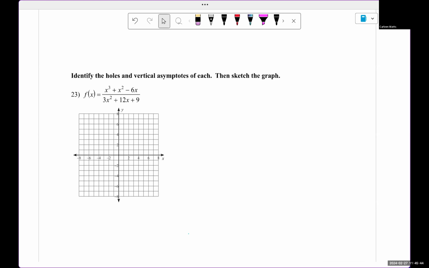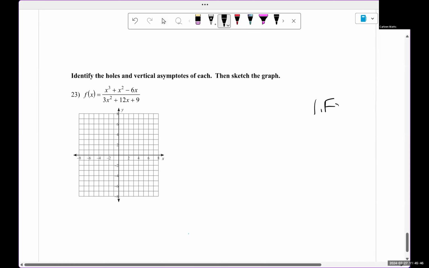Now, step 1, factor. Okay, so we did an Ed Puzzle this week. Have we done it yet? Oh, maybe it's Thursday. Maybe. Okay, hopefully it's going to really nail this down.